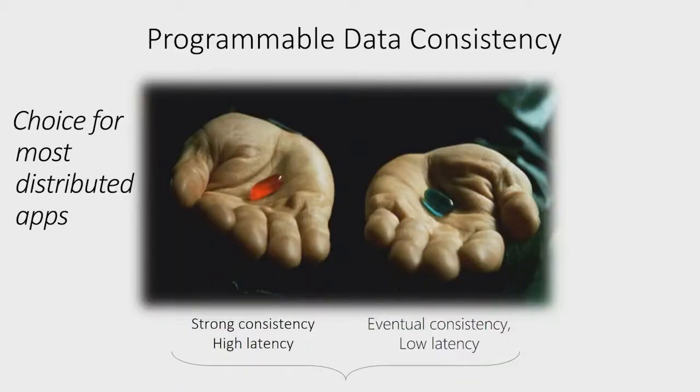But what this translates to you as an application developer, in terms of a more pragmatic view of the world, is that you now have this strong trade-off between strong consistency and high latency versus eventual consistency and low latency. A lot of databases will force you into these extremes, but the world doesn't have to be black and white.